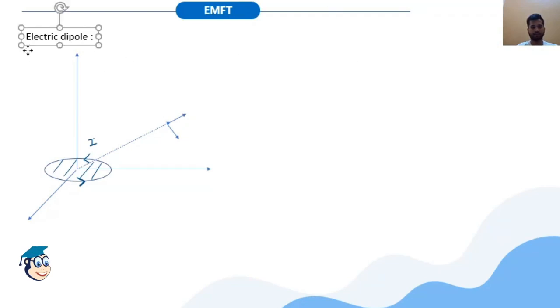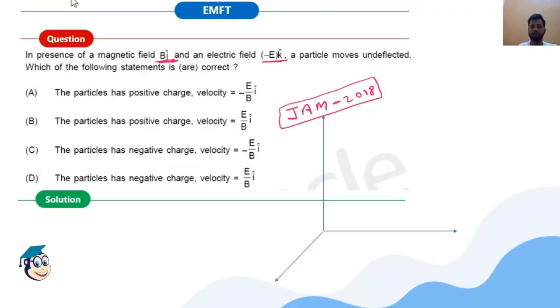this diagram. Let's say we have drawn the coordinate system as this is x, this is y, and the third one is z. So in the question it is given that the magnetic field is B j cap. So B j cap is in this direction, so magnetic field B is in this direction. And the electric field is minus E k cap. That means the electric field is in this direction, minus E k cap.